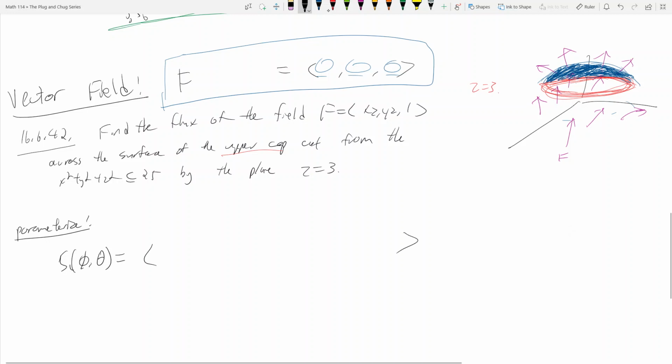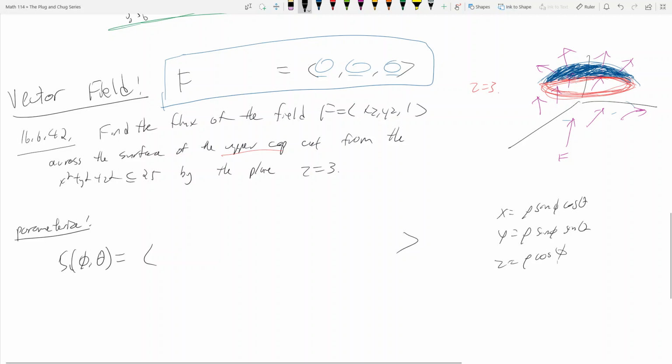Well, in spherical coordinates, x is equal to rho sine phi cos theta, and then y is equal to rho sine phi sine theta, and then z is equal to rho cos phi. So now what we want to do is figure out what rho is.